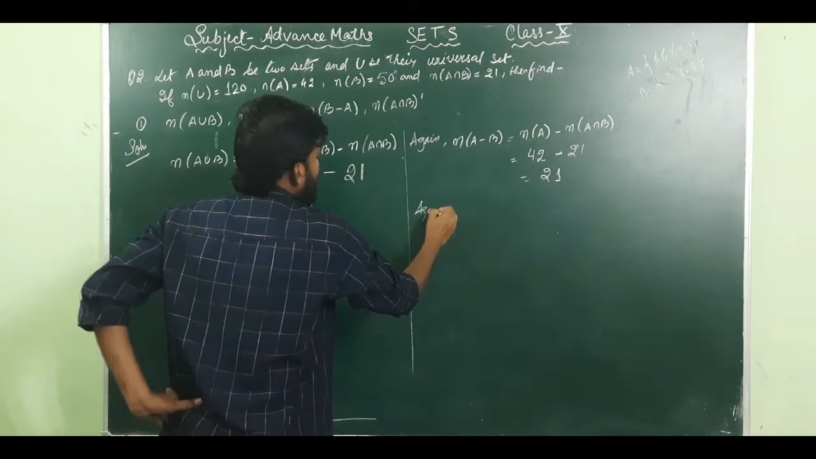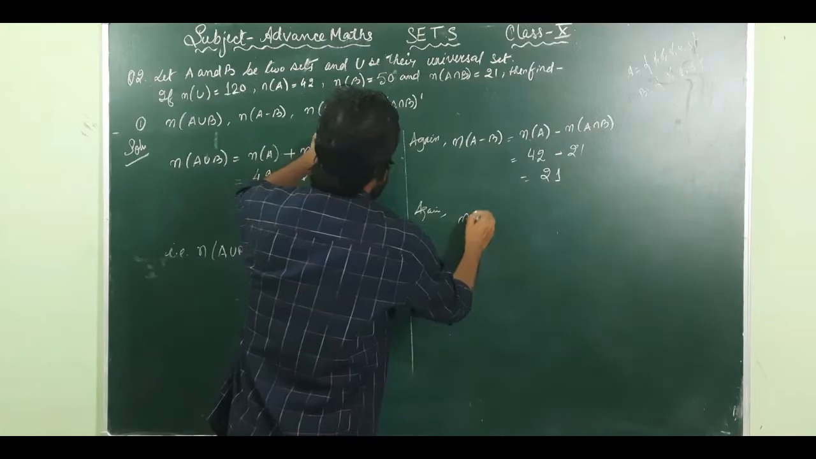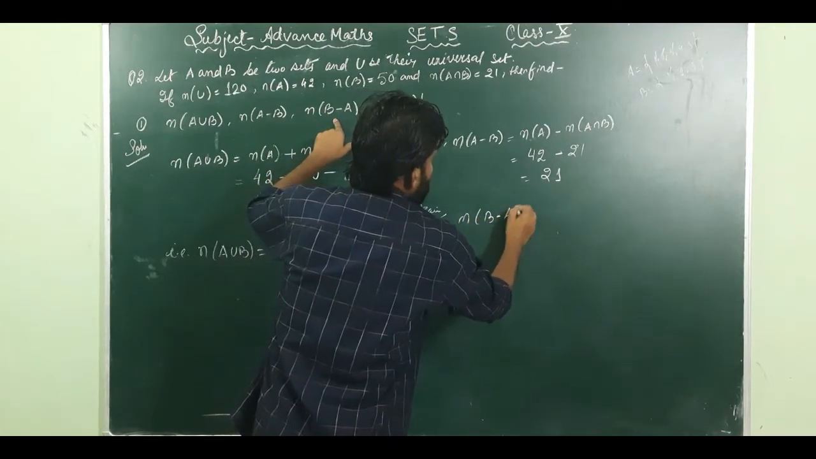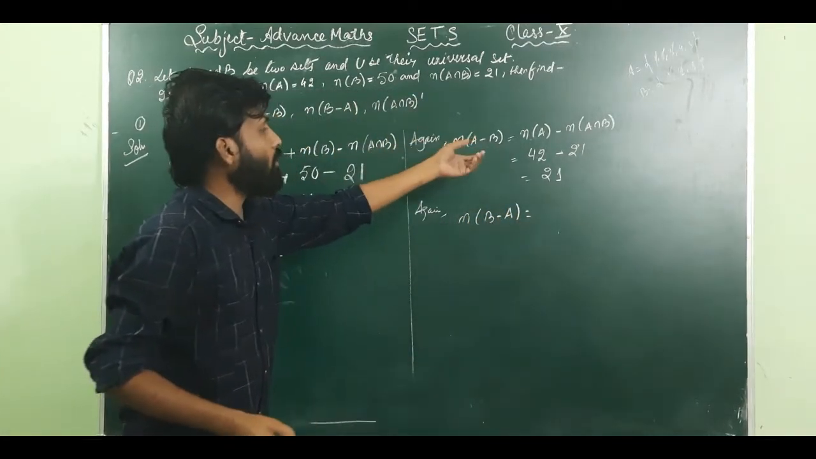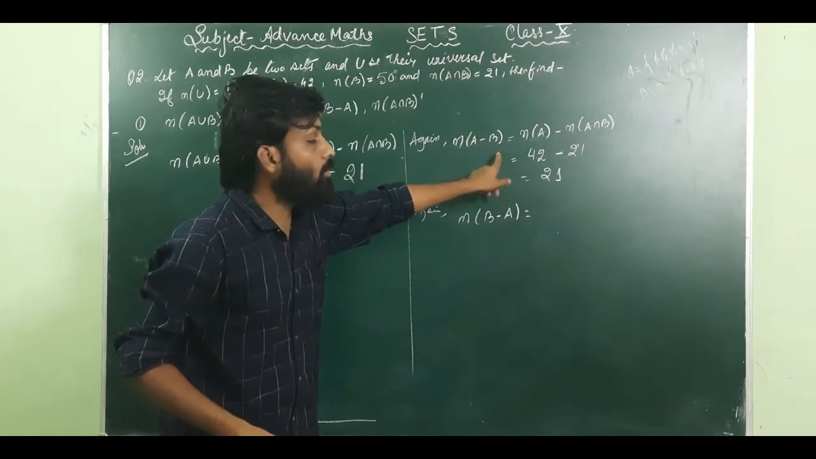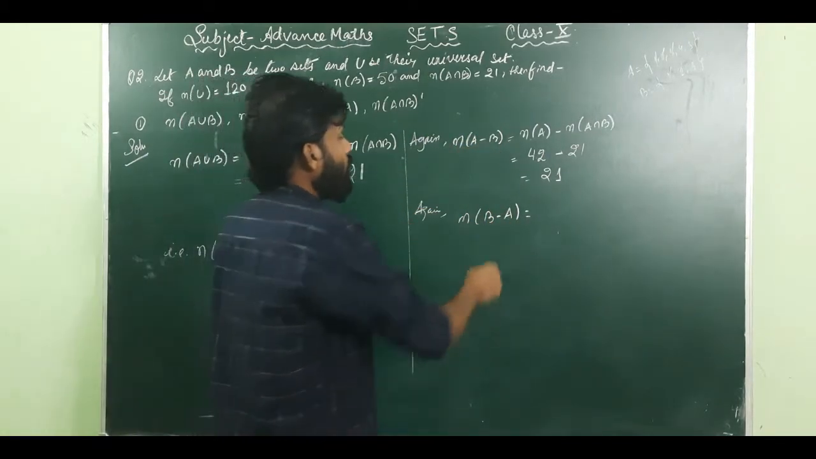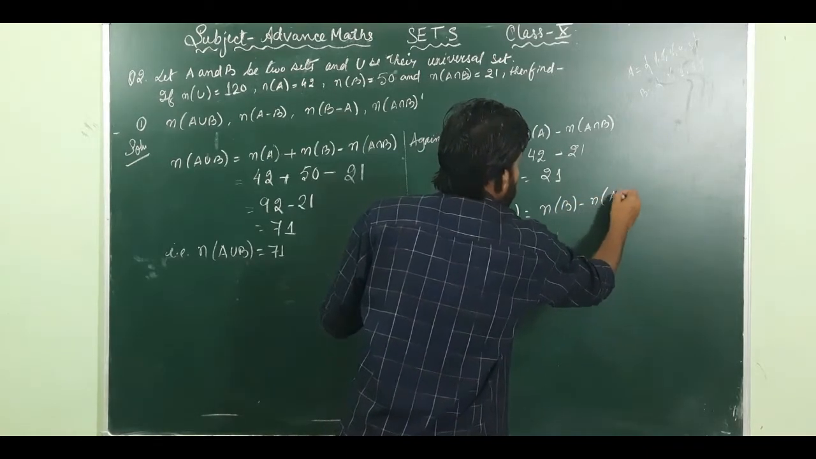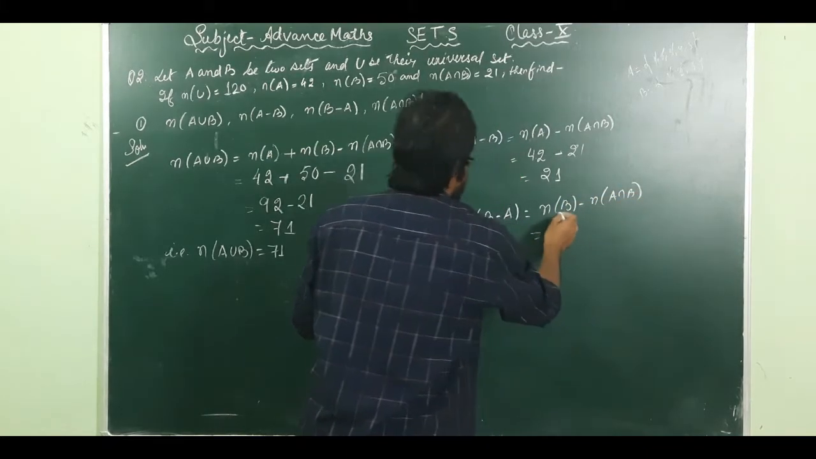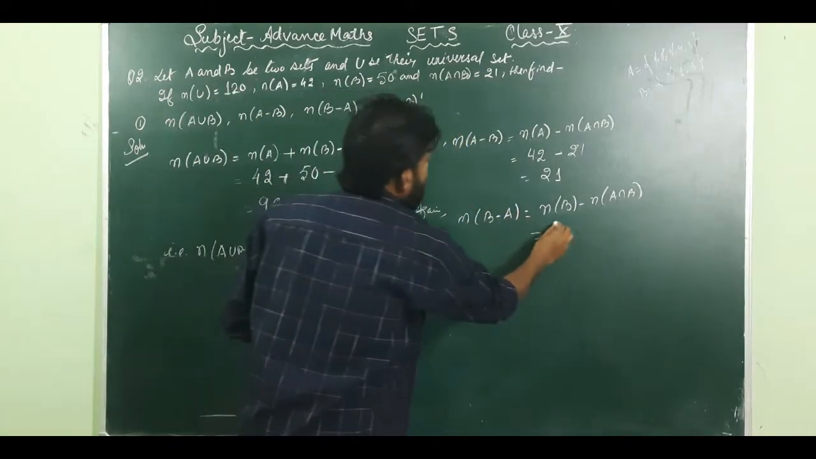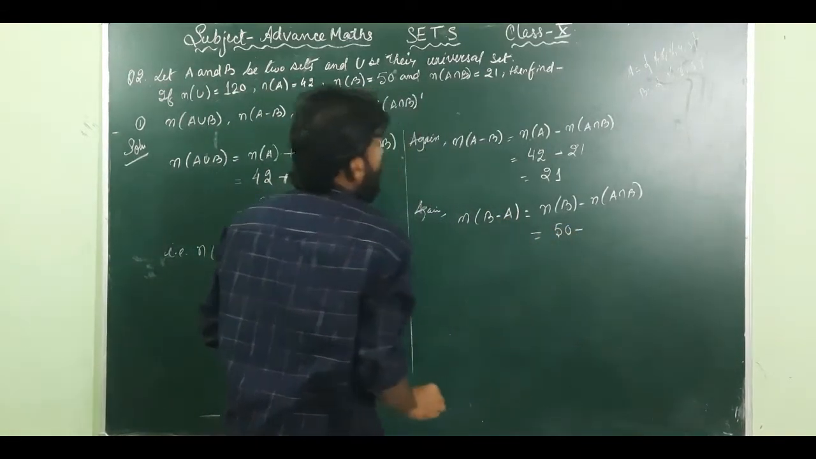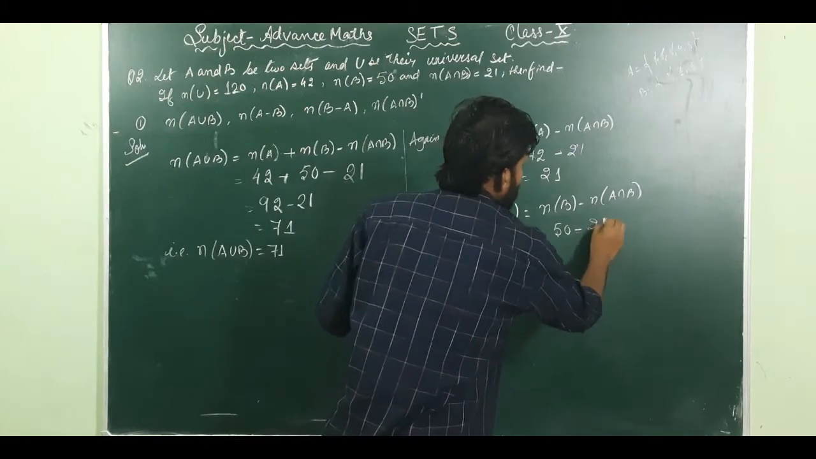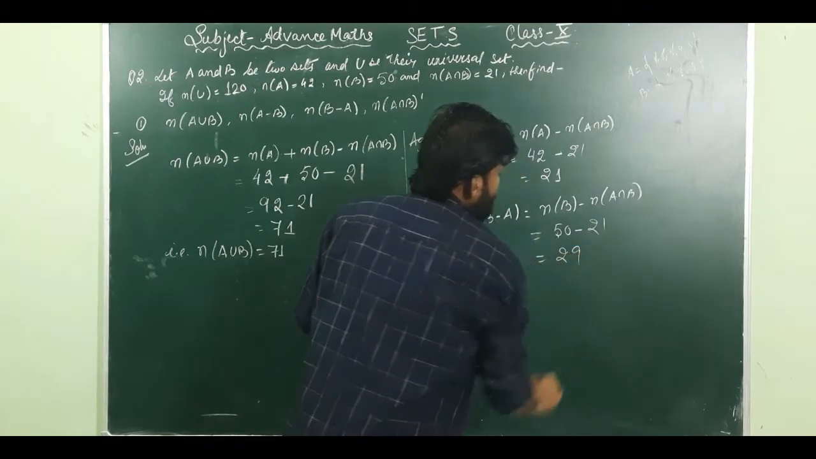Again, similarly, the next part they said to find N of B minus A. Same thing, the way we have written the formula for A minus B, we have to write for B minus A also. For B minus A, it will become N of B minus N of A intersection B. N of B, you can take out, the value is 50, and your A intersection B is 21, so you are going to get 29.